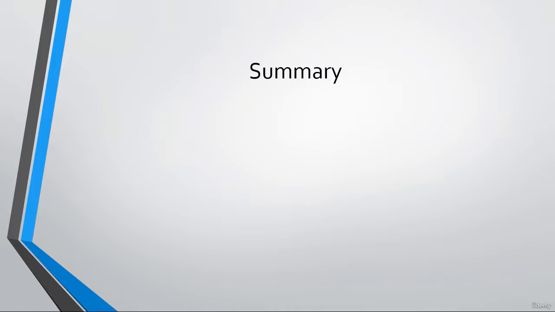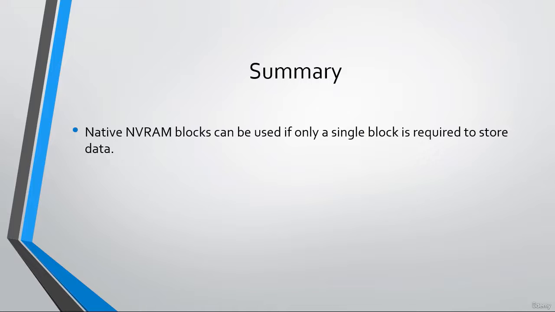Okay, I guess we can go to the summary then. Let's summarize the different block management types we discussed today. The first one is the native NVRAM block. The native NVRAM block can be used if only a single block is required to store the data. So this is the simplest use case. So if the requirement is such that we just need to store the data and that's it, go for native NVRAM block. There is no further problem.